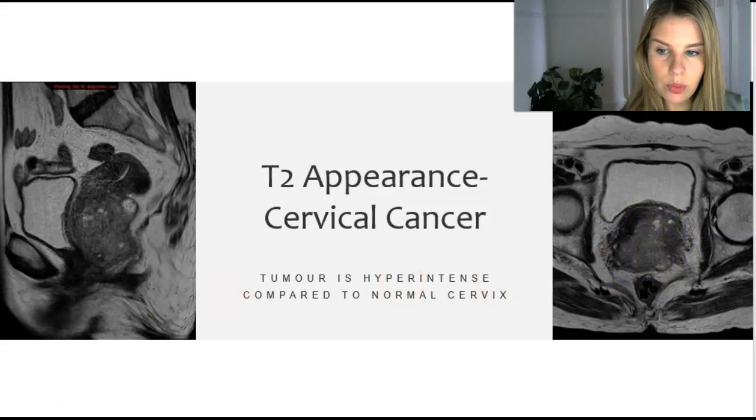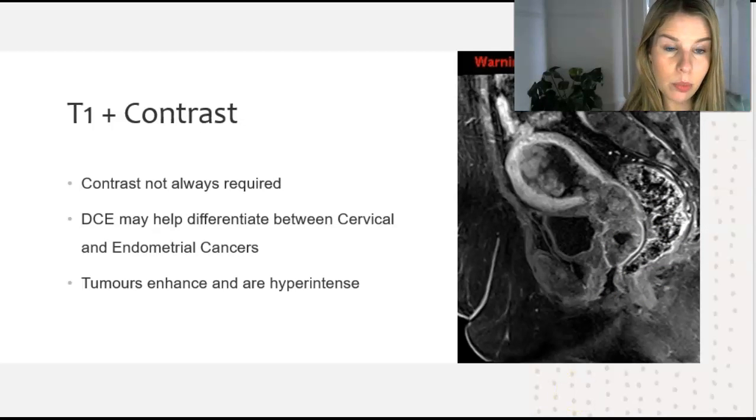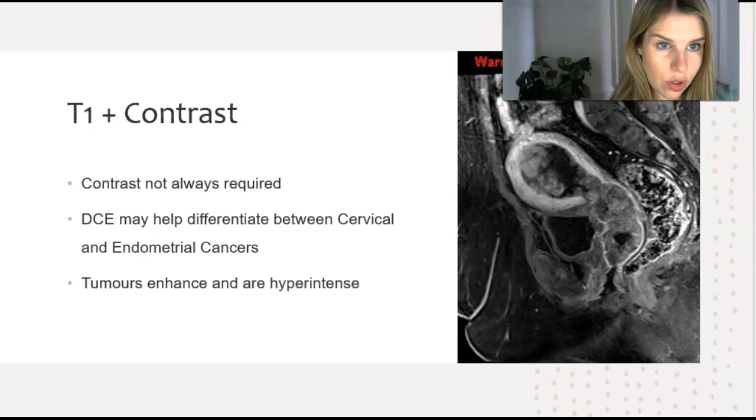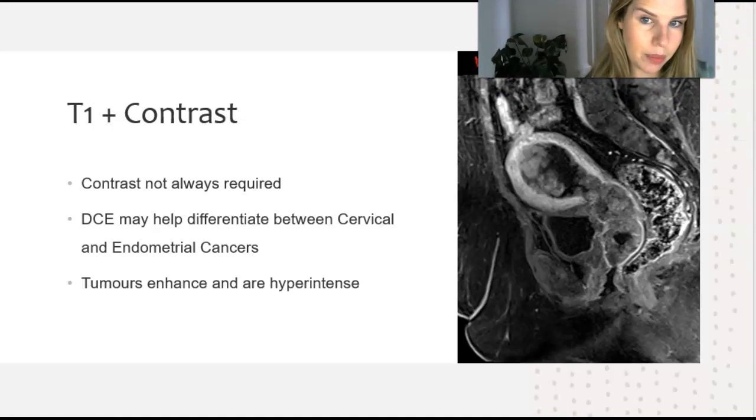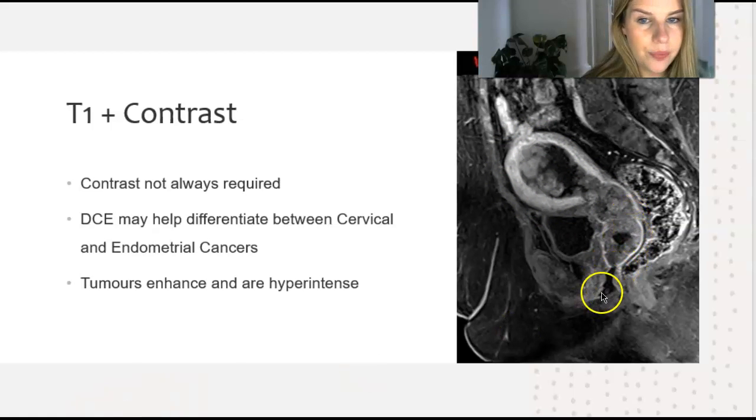If you look at the T1 with contrast, it's important to note that we don't always have to use contrast, but it can be used to help differentiate between cervical and endometrial cancers. Tumours will enhance and they will be hyper intense. So you can see here that there is a T2 lesion basically, on the T1 with contrast, and there is invasion as well of the vagina.